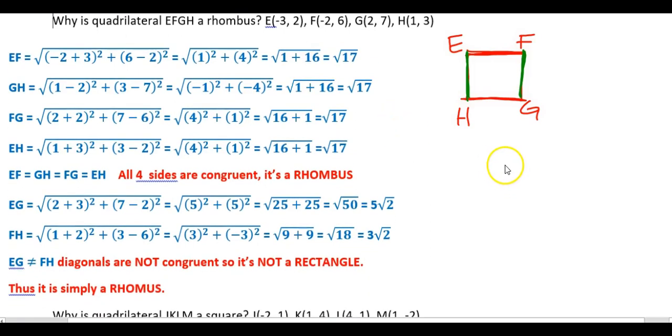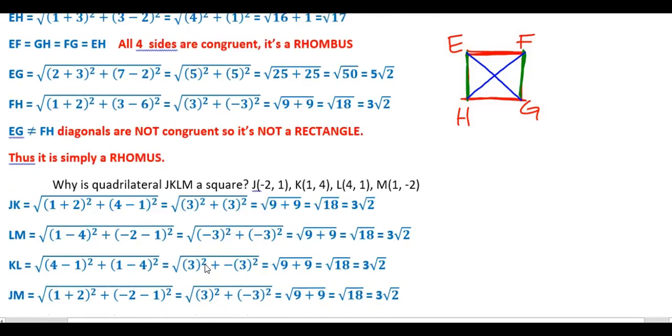Now, to determine whether this is actually a square or not, we also need to compare, again, the diagonals. So we're talking about EG here, and FH or HF. It doesn't really matter which way we do it. When we do these two, notice that we do not get the same number. EG is the square root of 50, and FH is the square root of 18. Because EG does not equal FH, the diagonals are not congruent, and it's not a rectangle. Thus, this is just simply a rhombus.